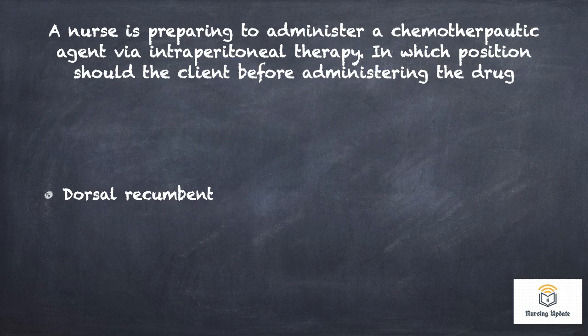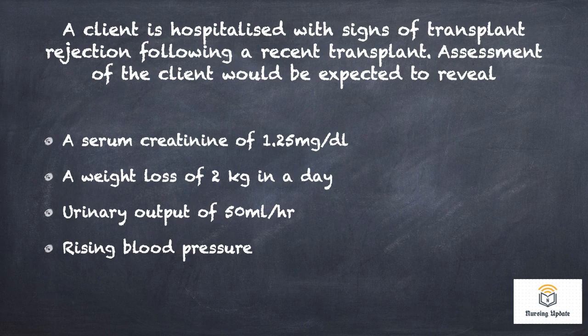Usually we give dorsal recumbent because in this position the abdominal muscles are relaxed. So it's easy to penetrate using a needle, and the chemotherapy drugs can be injected easily. So for intraperitoneal therapy, the best position is dorsal recumbent. Okay, let's move on to the next MCQ.